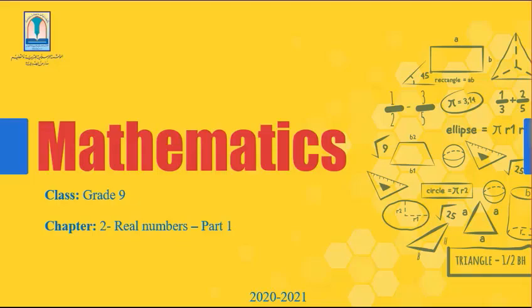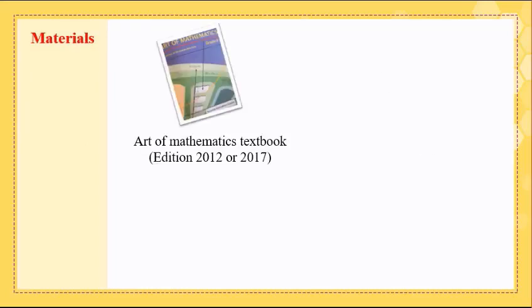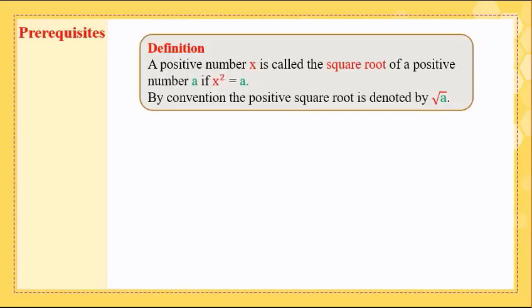Today we will start Chapter 2, Real Numbers. Our objective is to perform operations on square roots, and we need some materials: textbook, draft papers, pen, and calculator. We should know from grade 8 the definition of the square root, and we will go through the examples directly.